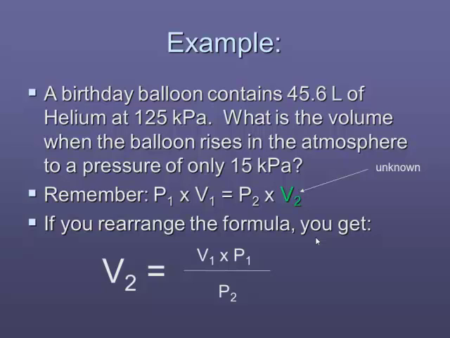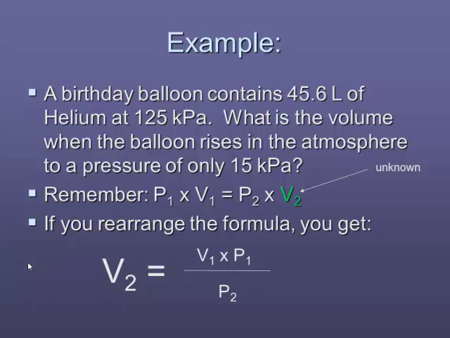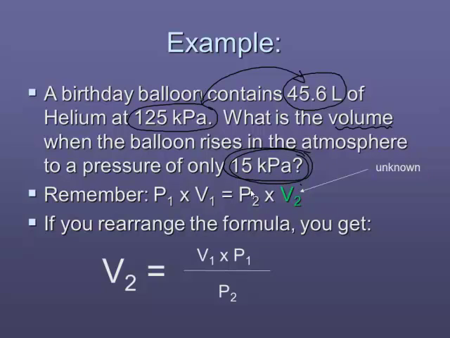So sometimes it's good to visualize what you know and what you don't know. Okay, it looks like you started off with your balloon with this volume and this pressure. So we could call these two variables your initial. Then read the question. What is the volume? So this is what we're trying to find. What is the volume when the balloon rises in the atmosphere to a pressure of only 15 kilopascals? This is the pressure on the other side.